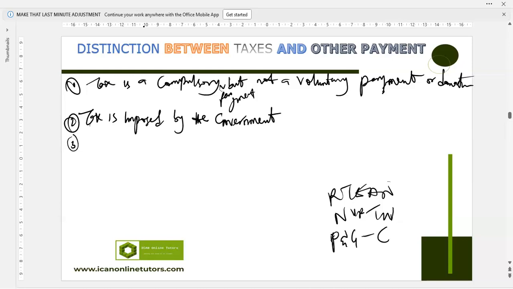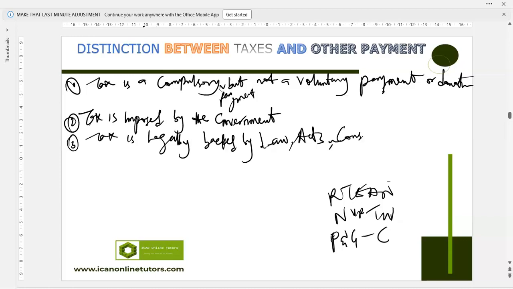Because the levy they collect is not structured. Do you understand? It is not structured. Another distinction is that tax is assessed in accordance with some reasonable measure. Tax is legally backed by law. But those levies, those rates that they collect, most of them are not legally backed by law, acts, constitution, etc.